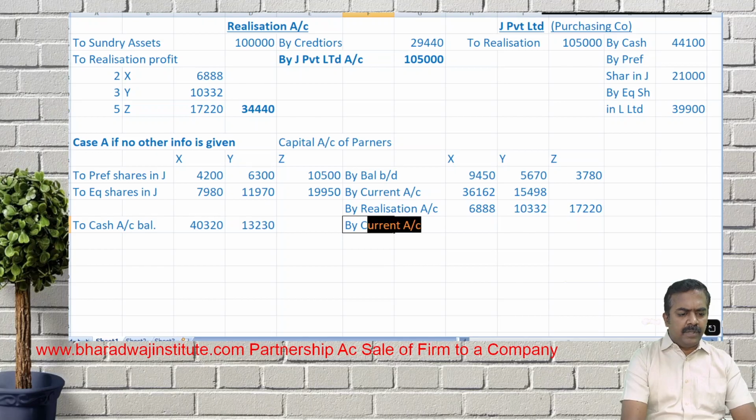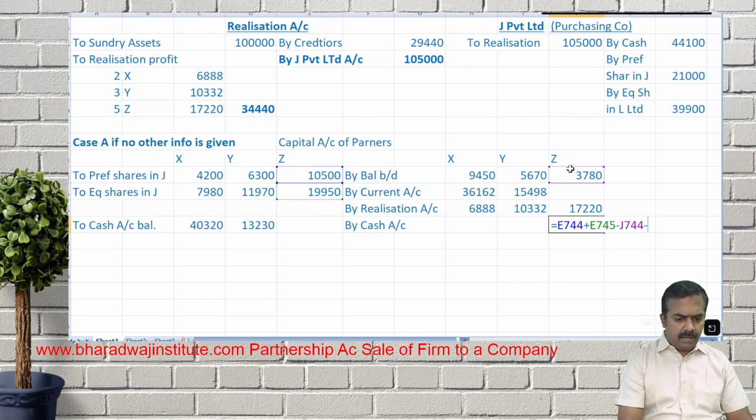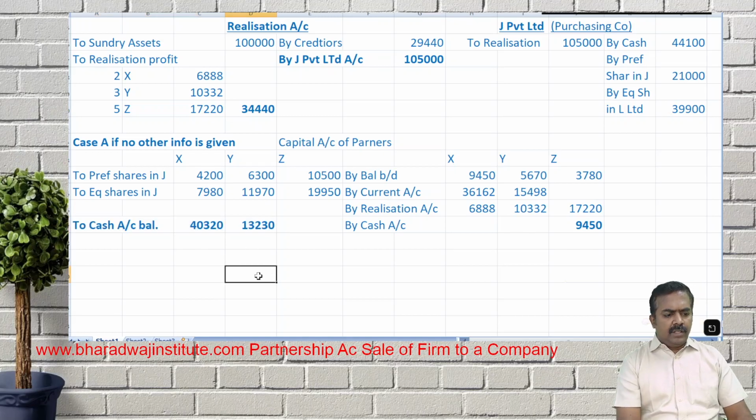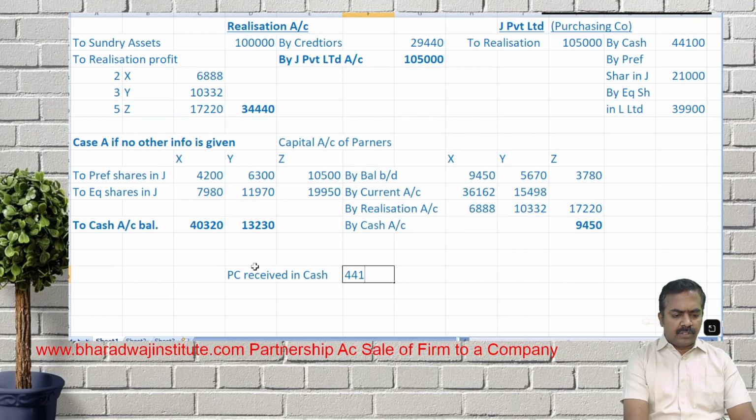Third partner, he has to bring in cash. And we have to cross check also. Wait. What is the purchase consideration received in cash? 44,100, and received from Z. How much have we received from Z?